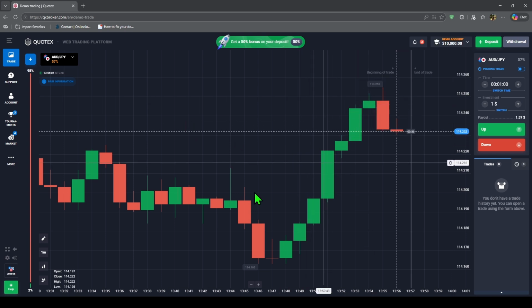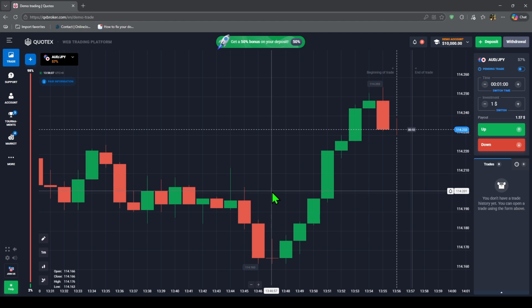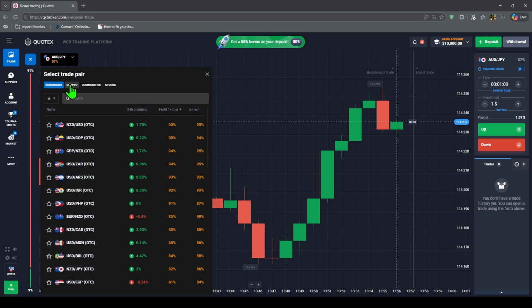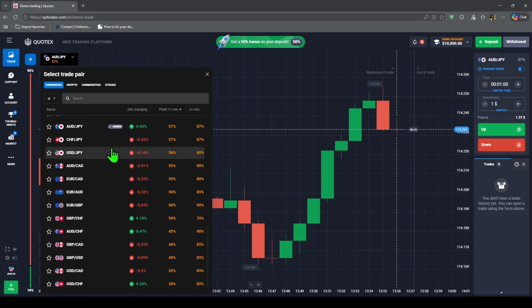Once you're inside the platform, you'll see the main trading screen. This is where you can choose an asset, check the price chart, select the trade amount, and decide whether the price may go up or down.